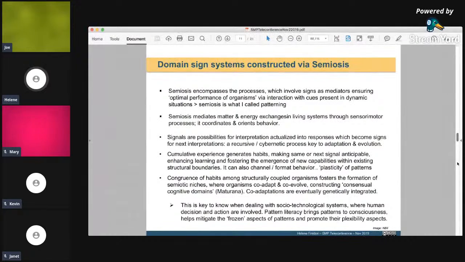So I'll plunge a little bit into semiosis in order to understand the why of all this. Domain science systems are constructed via semiosis, and it's not just human culture and human domains. It goes back to species evolution. If you look at it from a biosemiotic perspective, an evolutionary perspective, semiosis encompasses the processes which involve signs as mediators that ensure optimal performance of organisms via interactions with cues or signs that are present in dynamic situations. And this is what I call patterning, the capacity to act given the signs that are available to us. This works for any living system.